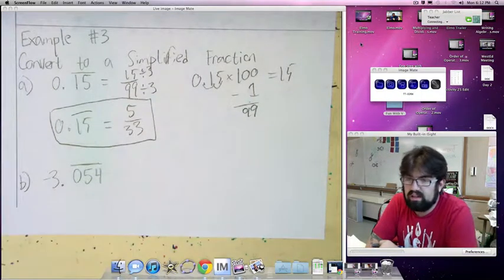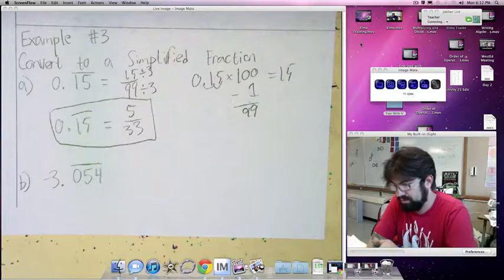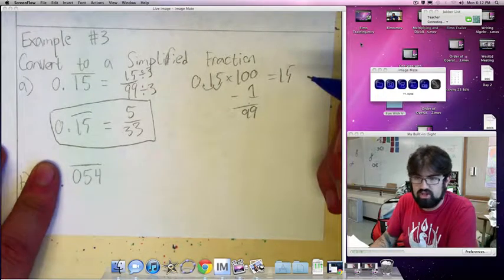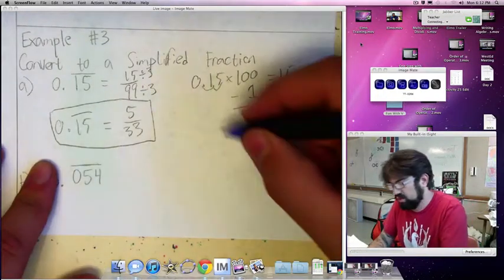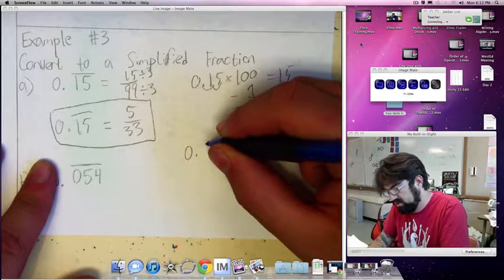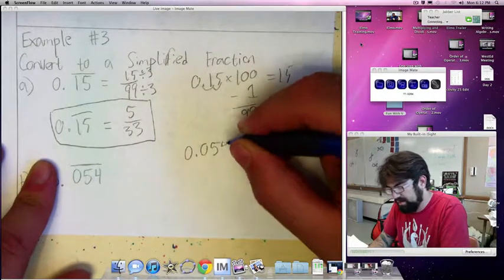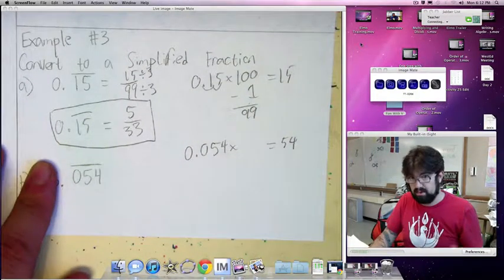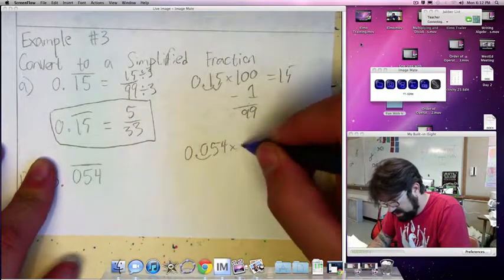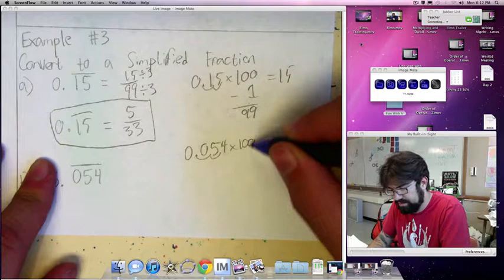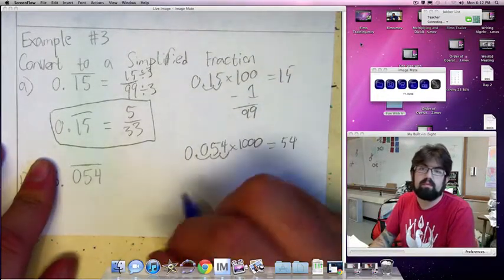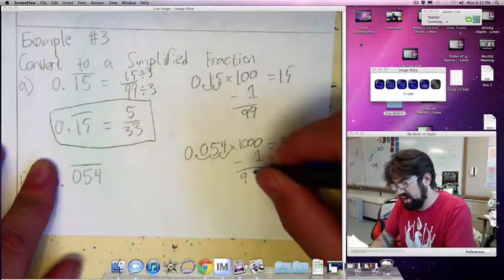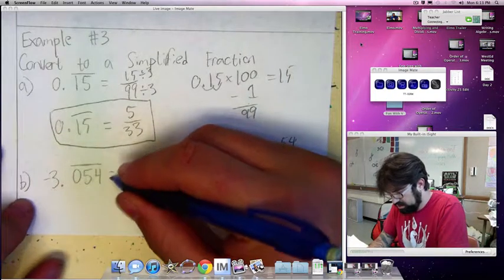Part B. Negative 3.054 repeating. Again, I'm not worried about the whole number. The whole number doesn't really affect what fraction you're going to use. It's everything after the decimal. What do I times 0.54 by? Well, I want to get 54 by itself. I want to get the whole number. That would be 10, that would be 100. But I can't just, I have to minus 1. Get 999.